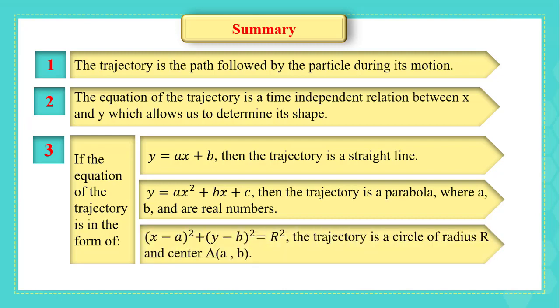And if it is (x minus a) squared plus (y minus b) squared equal to r squared, then the trajectory is a circle of radius r and center A having coordinates a and b.